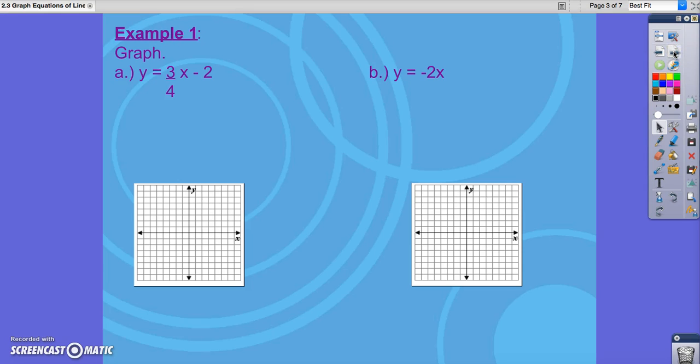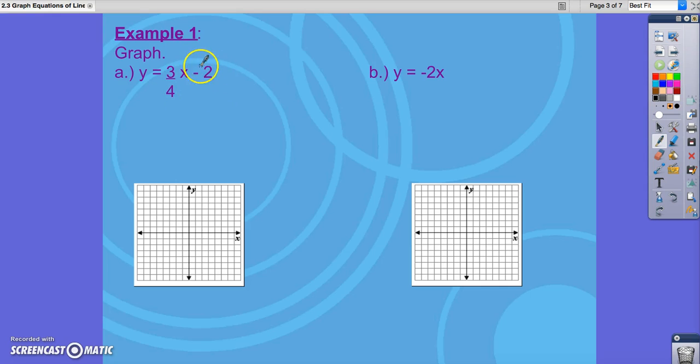So let's take a look at these examples. If you need to write any of the steps down, please feel free to do it as I talk through them. Since this is a review, I'm not going to write down steps 1 through 4. So if you have questions, pause the video, or ask me tomorrow, okay?